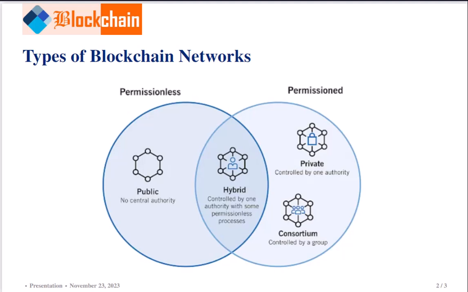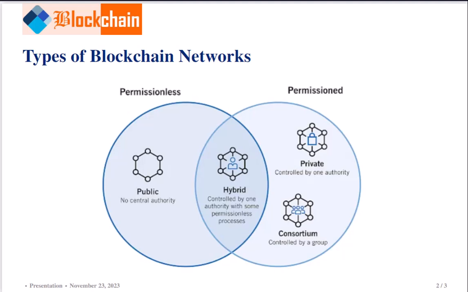Hybrid blockchain networks are mostly liked by real estate organizations, so they can share their transaction details, so it is most liked by the real estate owners.